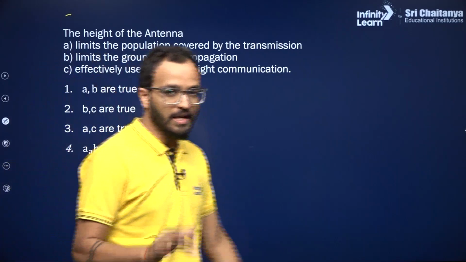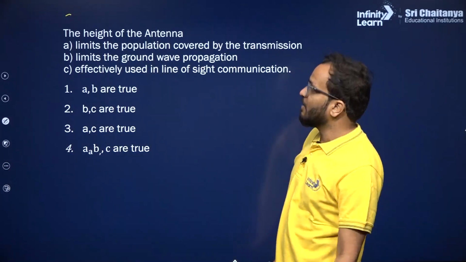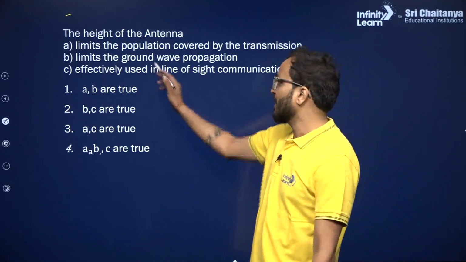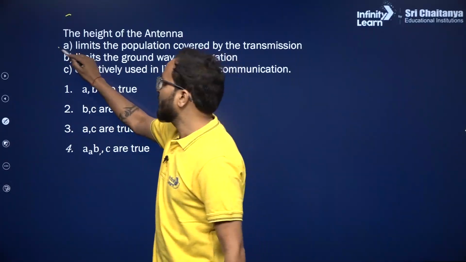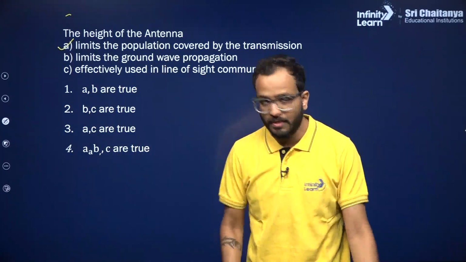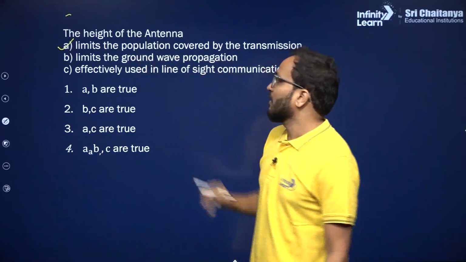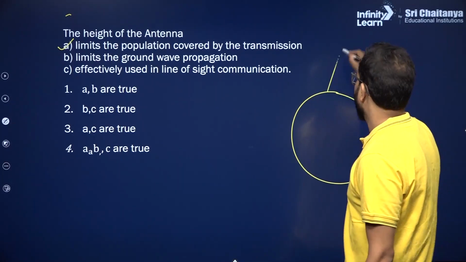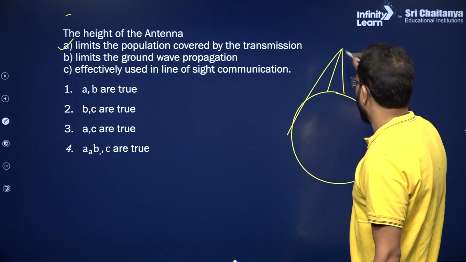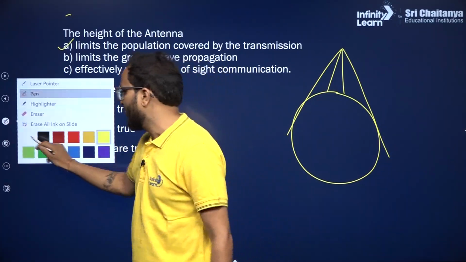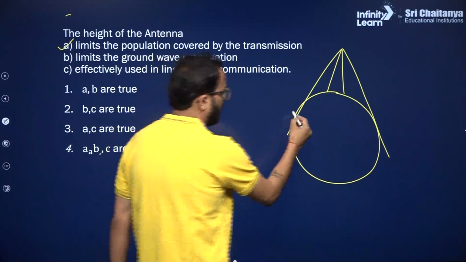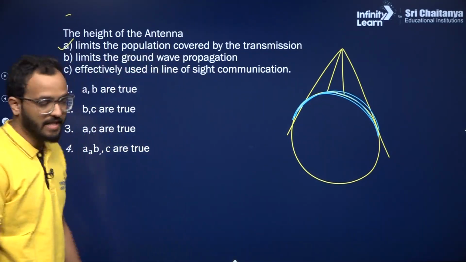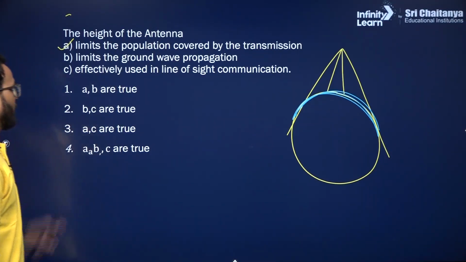The first question is a purely conceptual question, and it says that the height of the antenna limits the population covered by the transmission, obviously, because it has a particular range up to which it can go. So it cannot cover the entire globe. That is why obviously the height of the antenna limits the population covered by the transmission. As we can see, suppose this is the planet, this is the antenna, so we can say that it can cover only this much portion, understand? So obviously its height does play a role. So first option is correct.